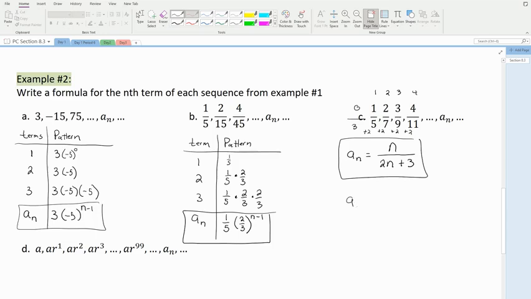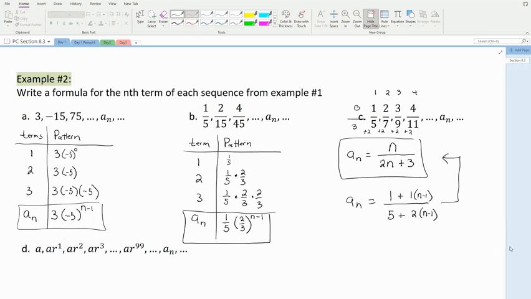Alternatively, we could have just done the arithmetic formula. The numerator, our first term is a 1, and then we're adding a common difference of 1 each time, and we're doing that n minus 1 times. The denominator, we're starting with a 5, and then we're adding 2 each time, and we're doing that n minus 1 times. So those are the formulas for arithmetic, both of which will simplify into what we have right here.